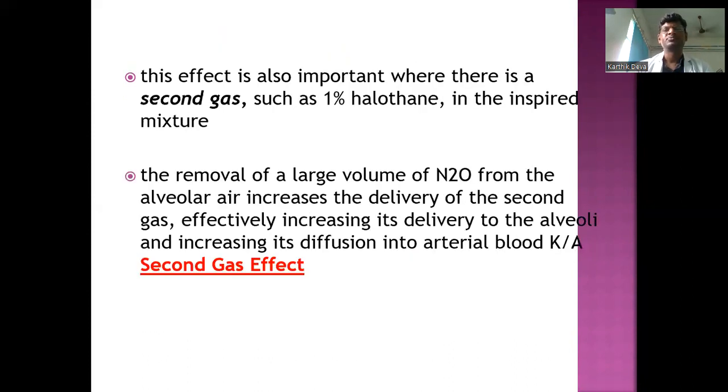mean ventilation. This effect is also important when there is use of a second gas, like inhalational agents such as isoflurane, sevoflurane, desflurane, in the inspired gas mixture. The removal of a large volume of nitrous oxide from the alveolar air increases the delivery of the second gas, effectively increasing its delivery to the alveoli and increasing its diffusion into arterial blood. This is the second gas effect.